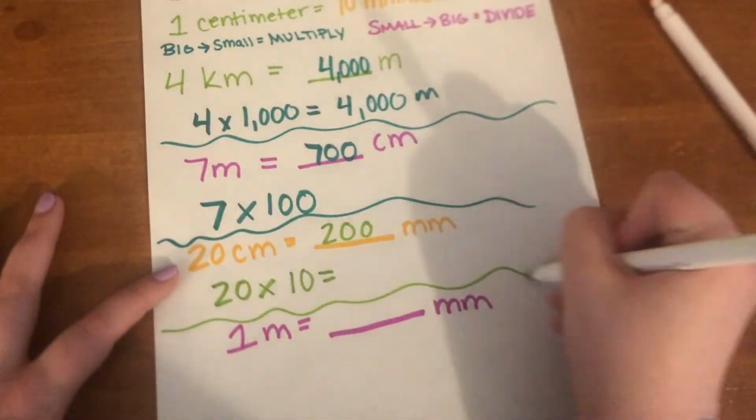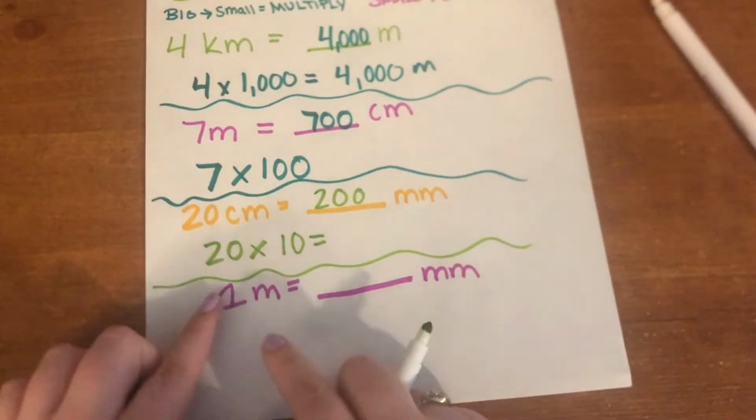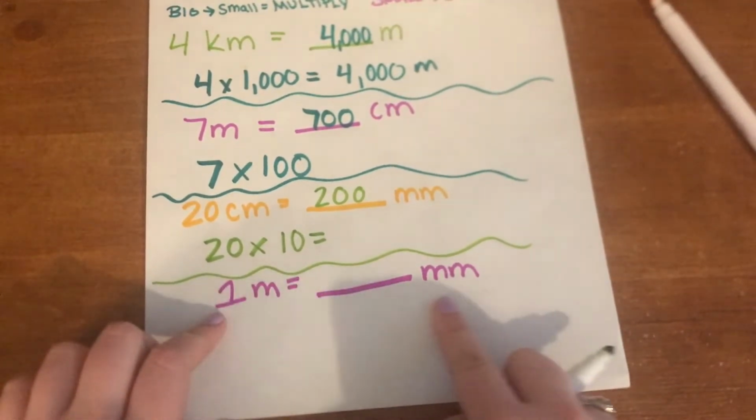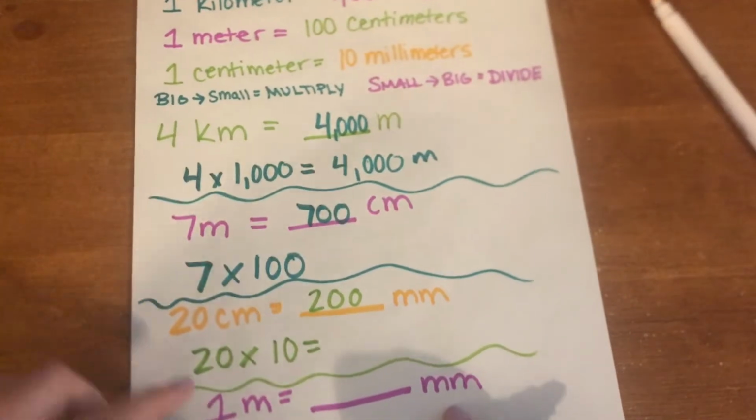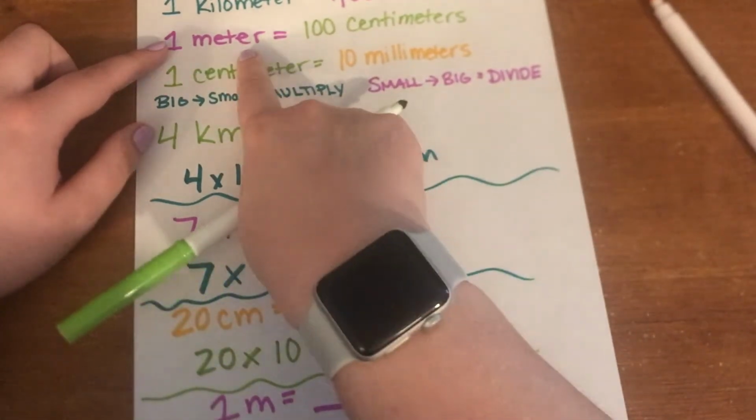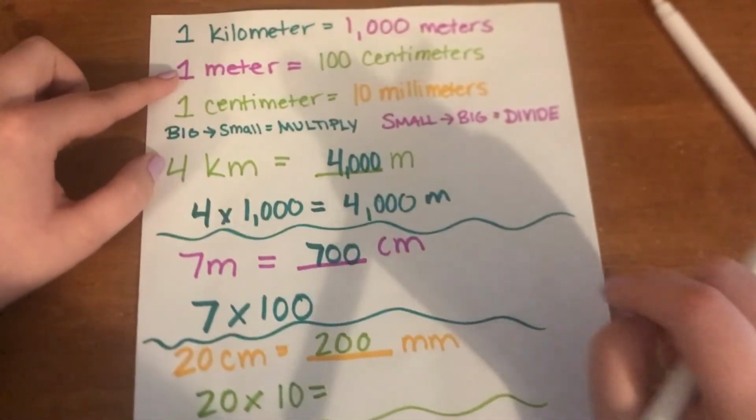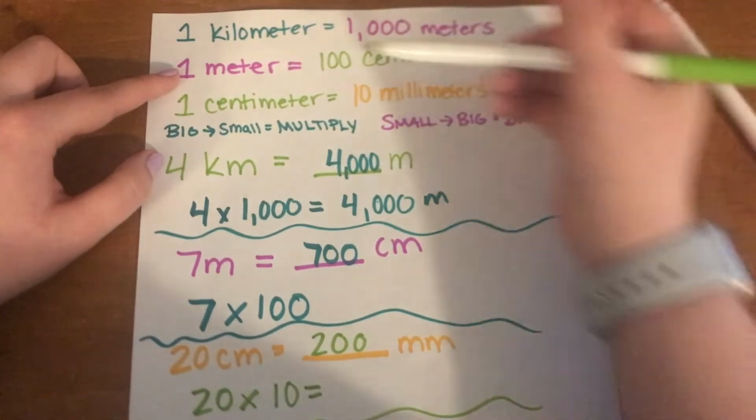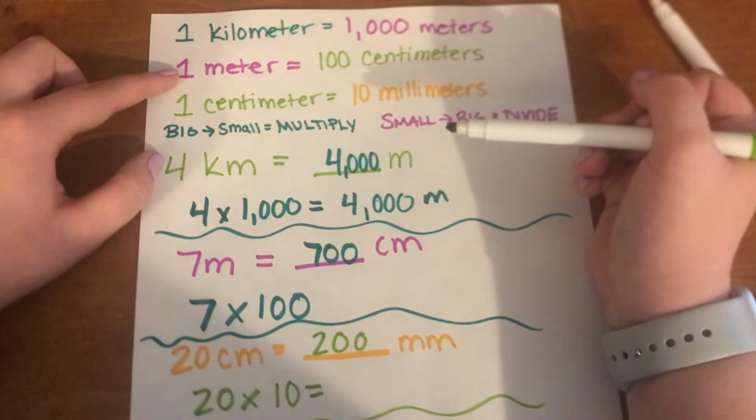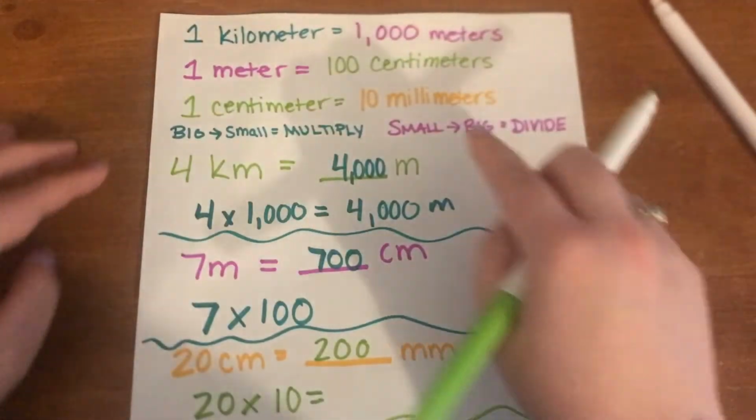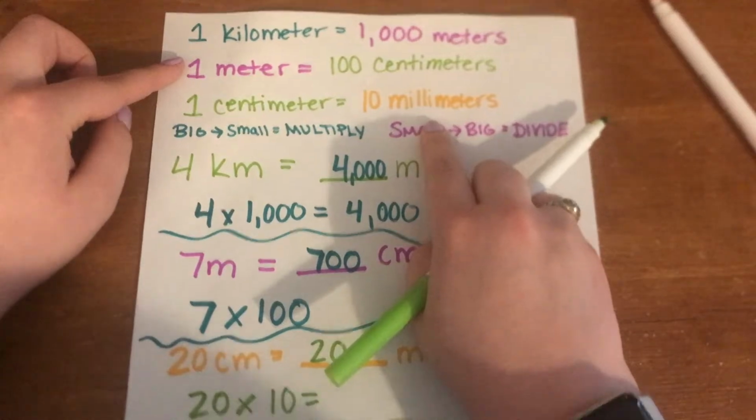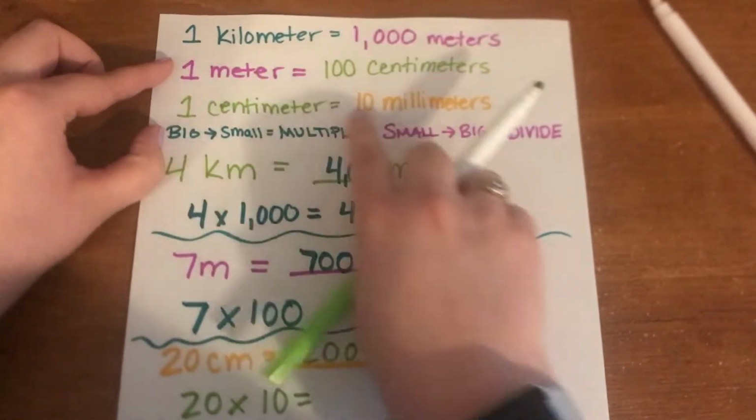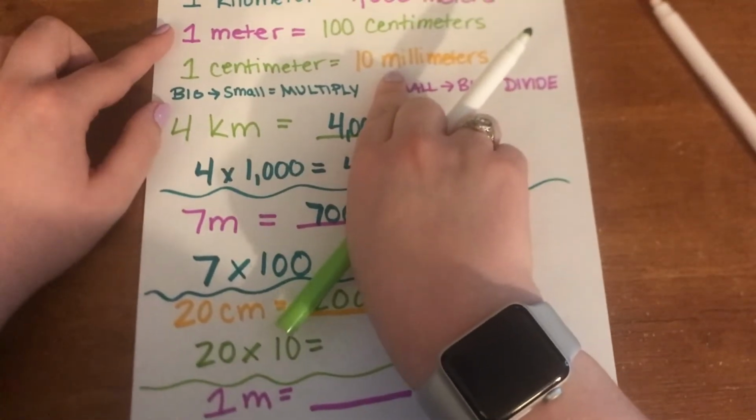The last problem I have here is, if I have 1 meter, how many millimeters do I have? This is still going from big to small, so we are still going to multiply. But in this case, I don't have an exact number of how many millimeters fit in 1 meter. I do know there are 100 centimeters in 1 meter, so this might be a 2-step problem, right?